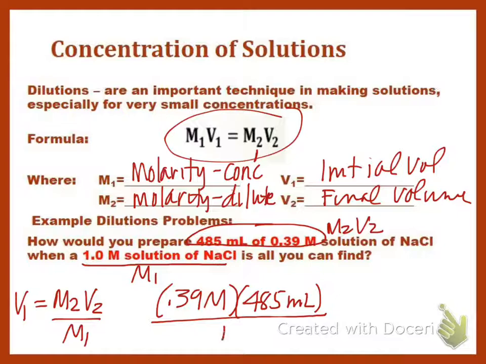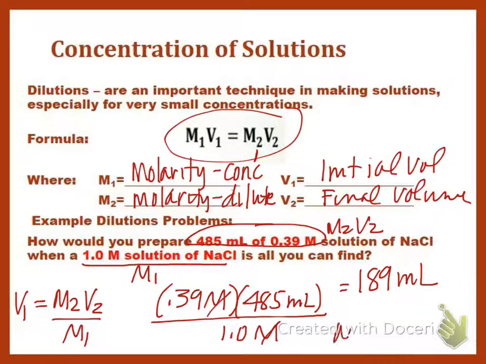Because our molarities cancel out, we can leave it in milliliters. And so we do that math, and we would get 189 milliliters. So the way that I would prepare this solution, and this is where a lot of kids get confused, is I would take 189 milliliters of my 1 molar solution, and I would add enough water to equal 485 milliliters. I wouldn't add 485 milliliters to it. I have to equal it.